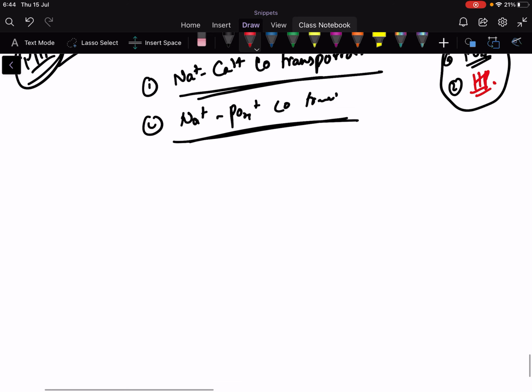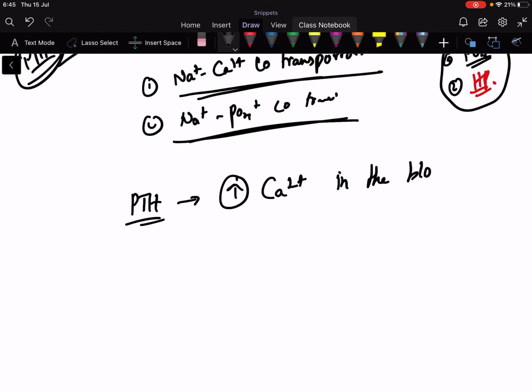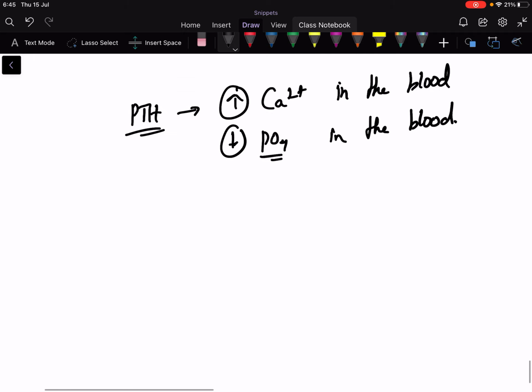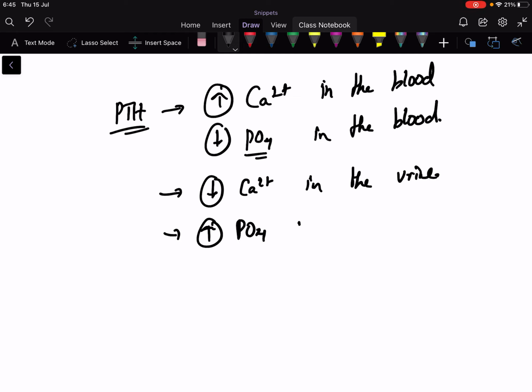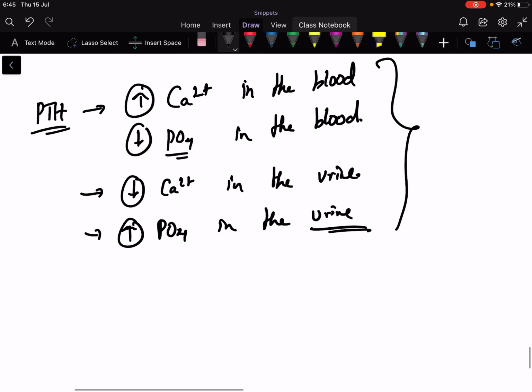So we can simply say that parathyroid hormone will increase the calcium in the blood, whereas it will decrease the phosphate in the blood. The other thing here is parathyroid hormone will decrease the calcium in the urine and increase the phosphate in the urine. This is very important and you should know these things.